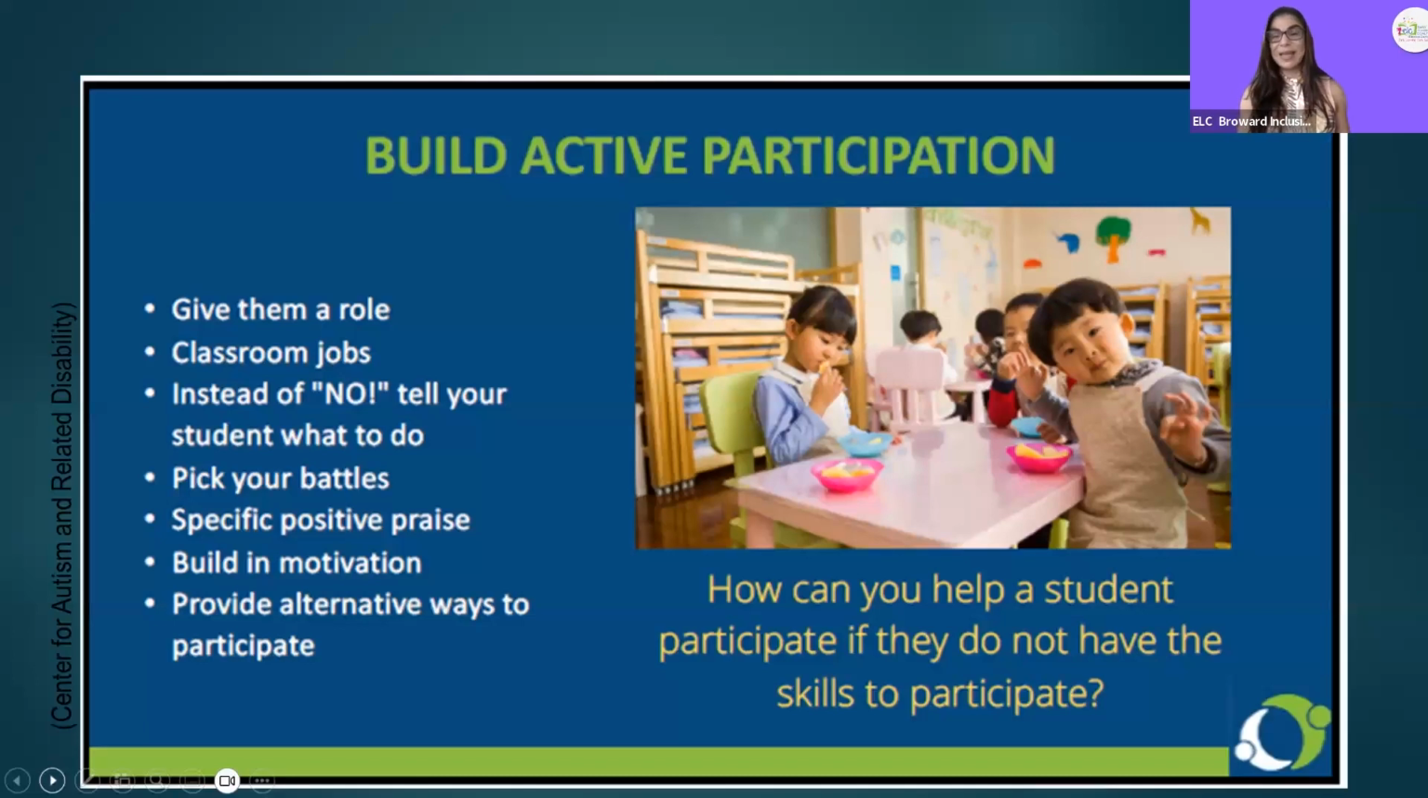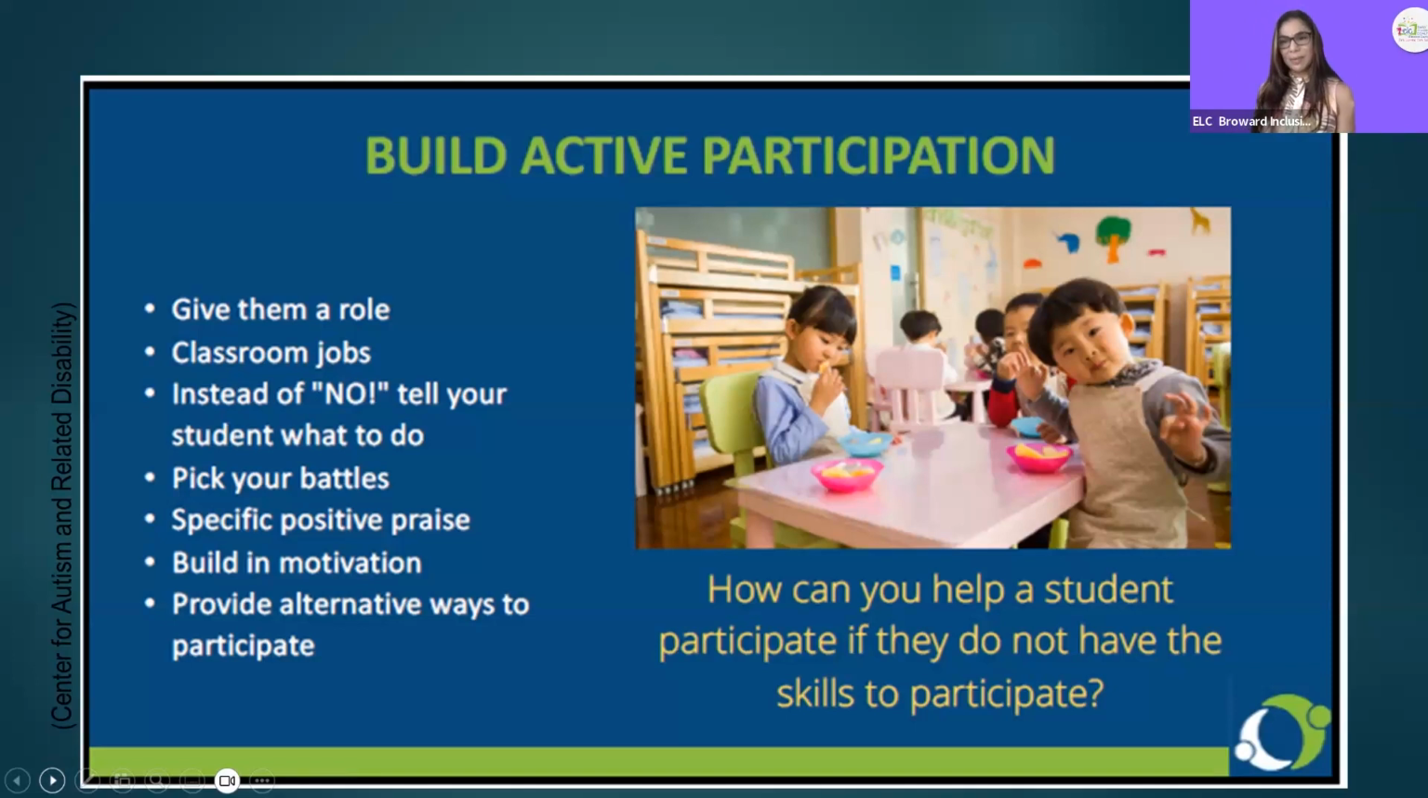All right. So then all of the strategies that we talked about, right? The visuals, the schedules, the physical environment, the picture cues, all of it, helps to build what we want to see in the classroom: active participation, right? How else can we provide them that?